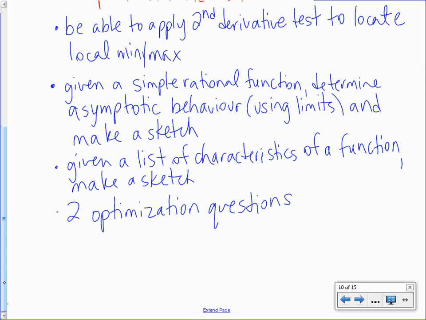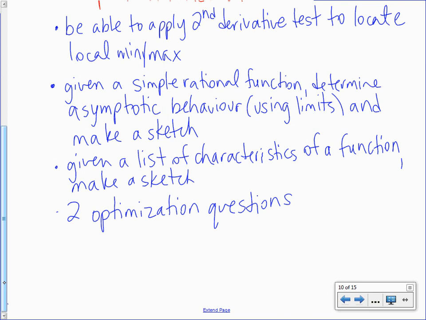Now, given a list of characteristics of a function, make a sketch. We've been doing that periodically throughout this unit, where I just give you a list of characteristics and you have to draw something that matches. So if I tell you where it's concave up or down, where it's increasing or decreasing, where there are slopes that are 0, I just give you a list of characteristics. You have to make a sketch that matches.